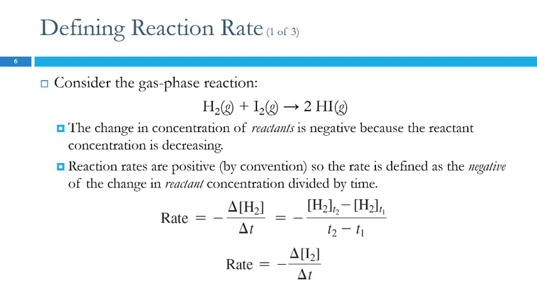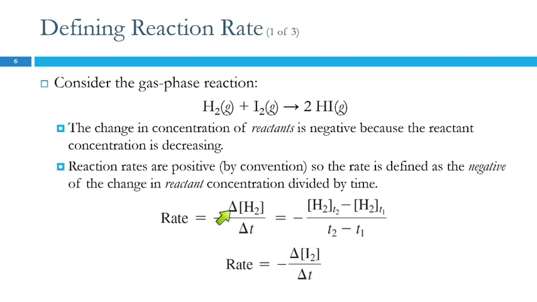So when we talk about the rate of a reaction, the rate always has to be a positive number. There is one rate for the reaction. We can describe it in terms of different reactants and products. So we could say that the rate is the change in hydrogen, which is going to be a negative number, divided by the change in time. So we're going to put a -1 in there to make the rate positive.